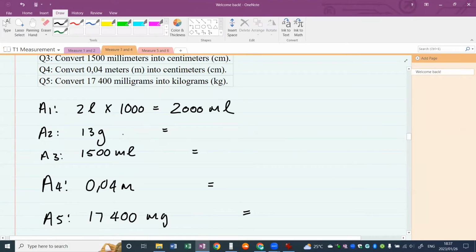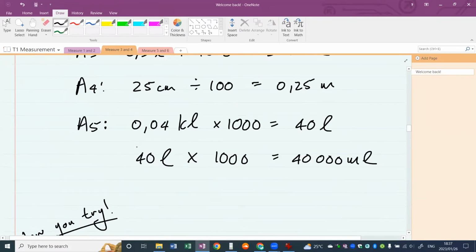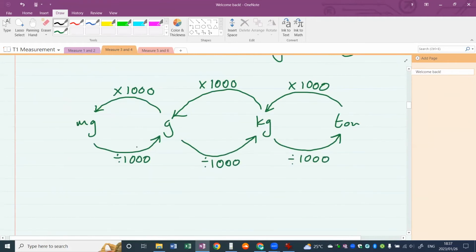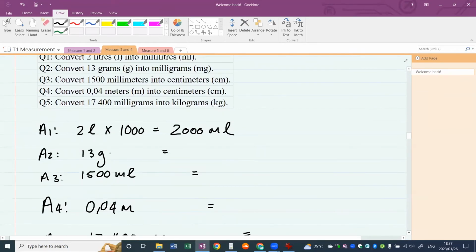All right, 13 grams. That needs to go into milligrams. And if you go up to the mass, grams to kilograms is over here. We need to times by 1,000. So again, times by 1,000 here. And that should give us 13,000 milligrams, show your units.